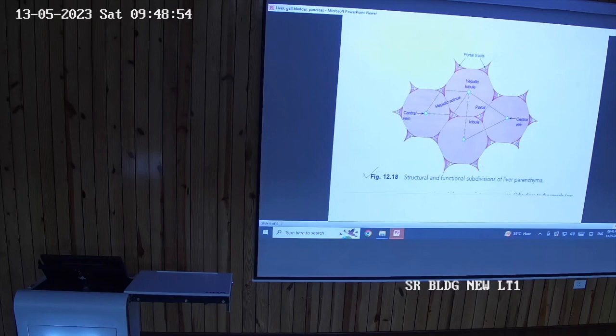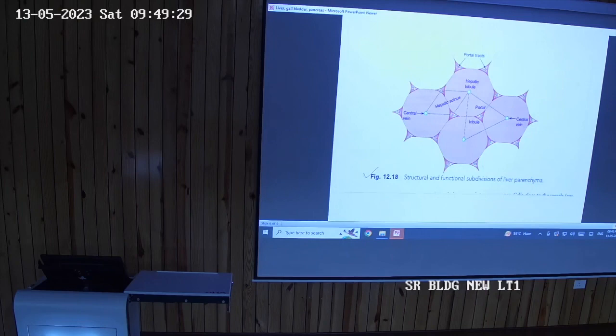It is connecting the adjacent lobules: the central vein of one lobule, the central vein of another lobule, the central vein of another lobule. So the structure connecting the central veins of adjacent lobules is called the portal lobule. Look at the diagram. This is the portal lobule. This central vein is connecting with the adjacent central vein, and this central vein is connecting with the adjacent central vein.